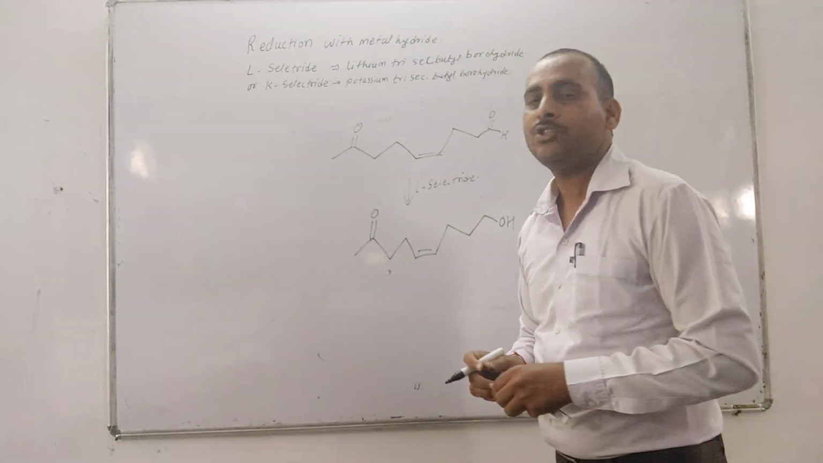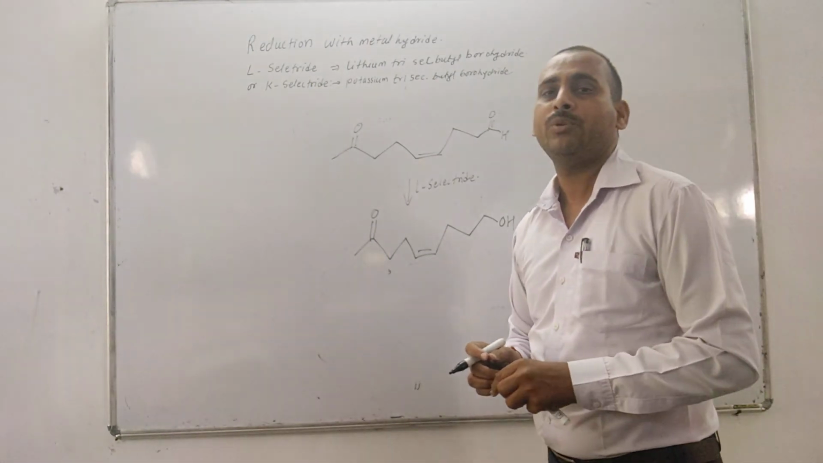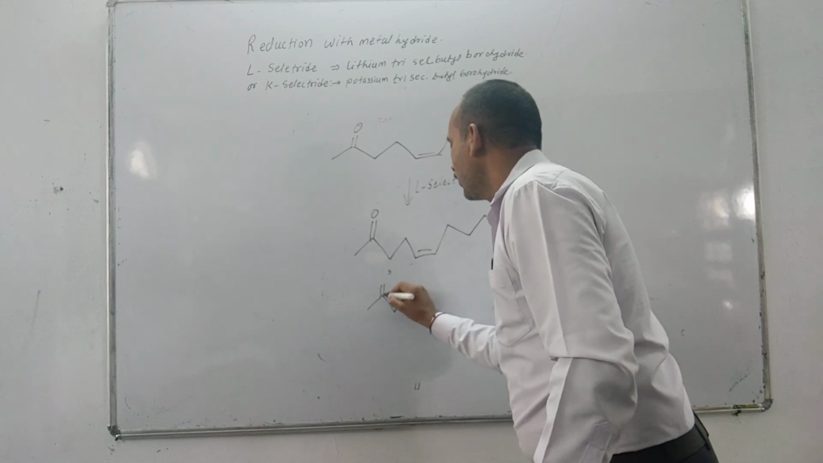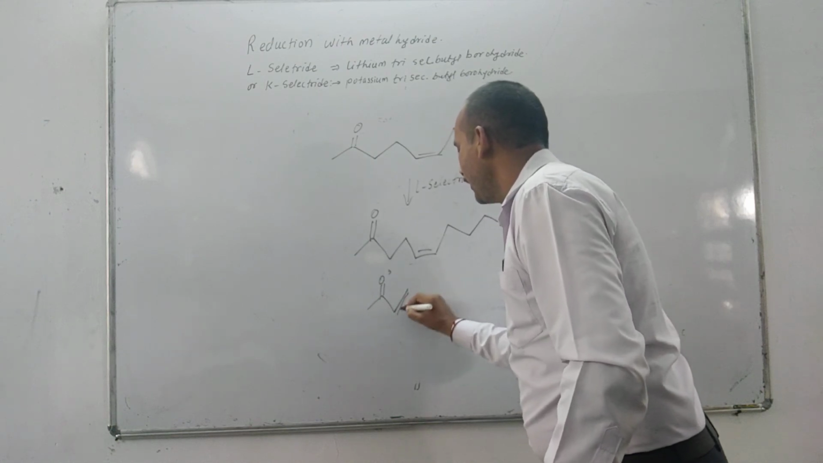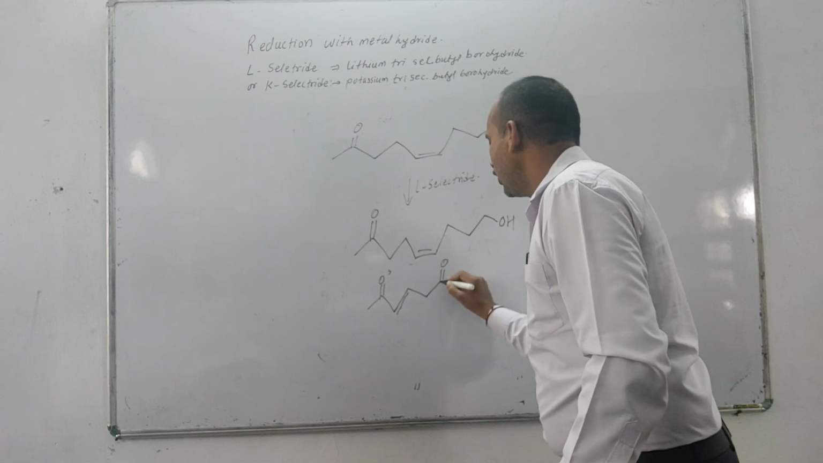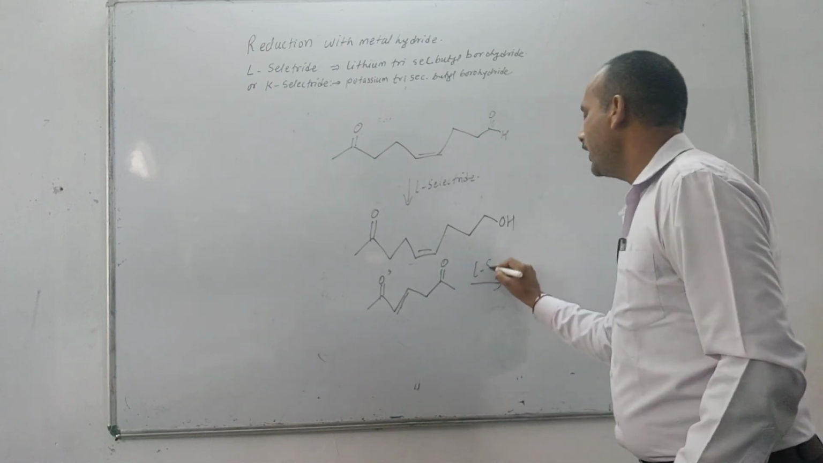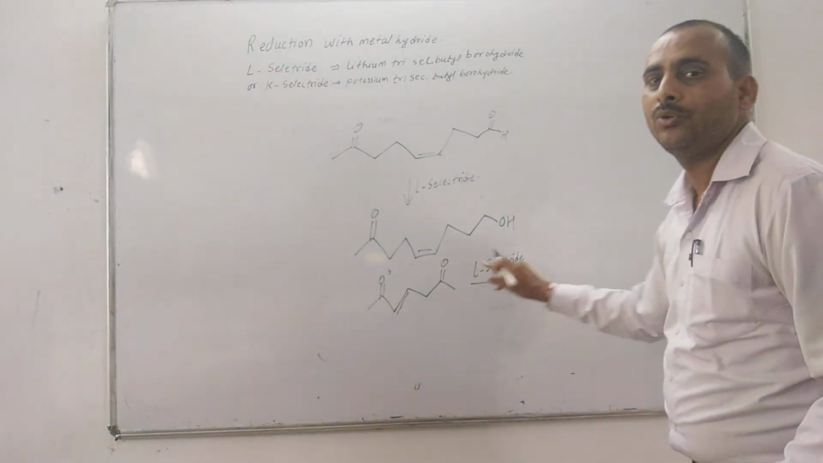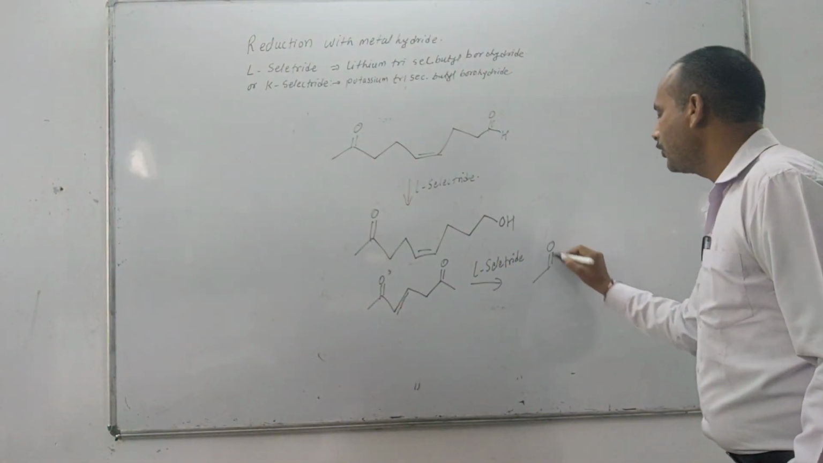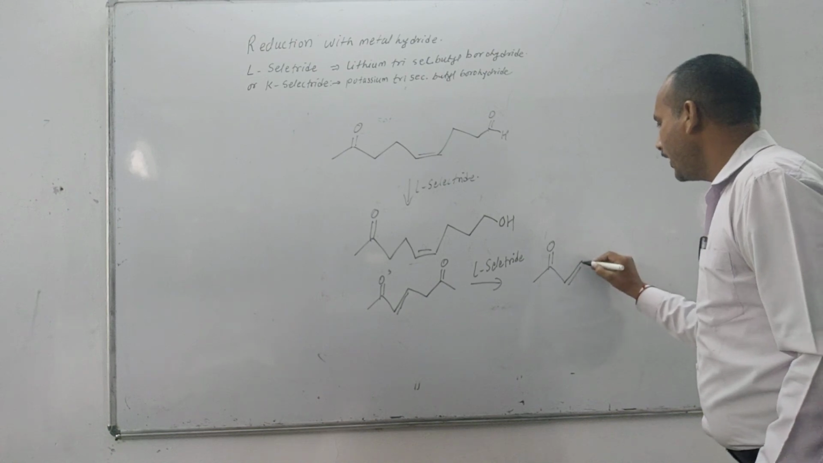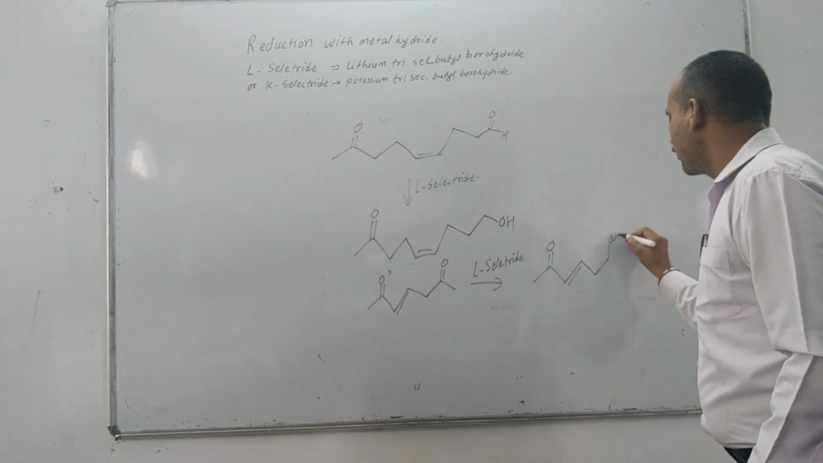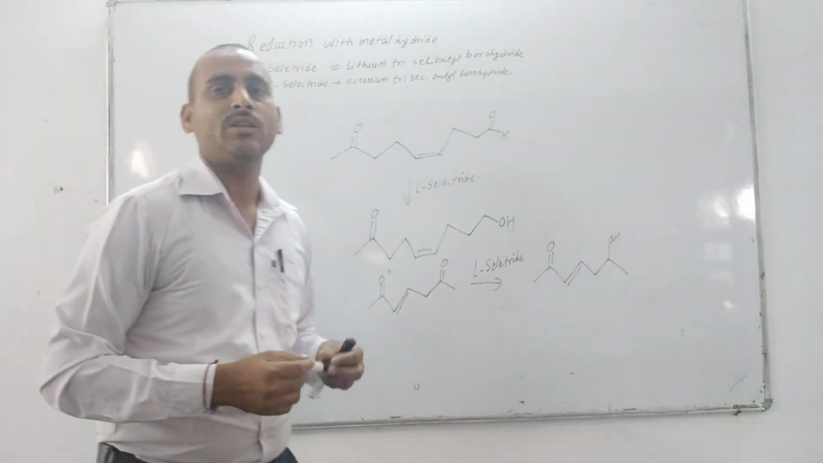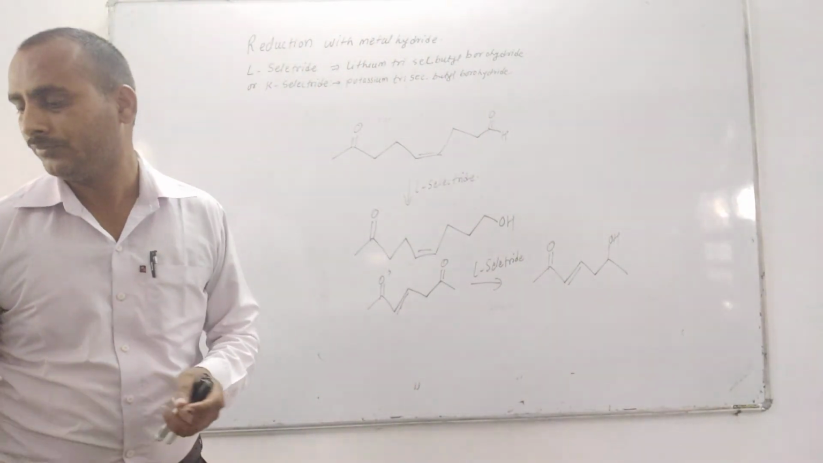Again, if a conjugated and a non-conjugated carbonyl group are present, then by using L-selectride, the non-conjugated carbonyl group gets reduced. Means the conjugated group remains as it is and this becomes OH. So the non-conjugated carbonyl group gets reduced by using L-selectride.